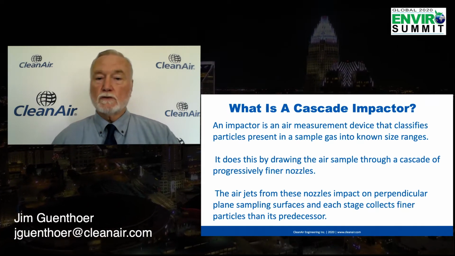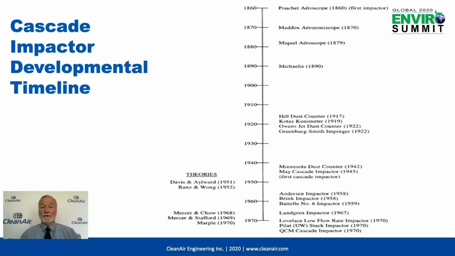Just to give you some idea of its history, notice the first one was developed in 1860, right at the beginning of the Civil War, so it's been around a while. The important date here, if you look down at the very bottom, is 1970, because that's when impactors really reached maturity. So what we do today is not very different from what was done in 1970. I'll point out on the left, under theories, it says Marple 1970, and on the right it says Pilot UW for University of Washington Stack Impactor 1970, both significant developments at that time.